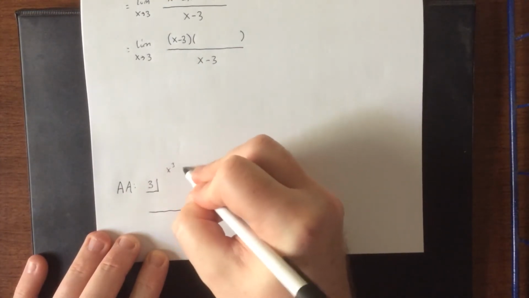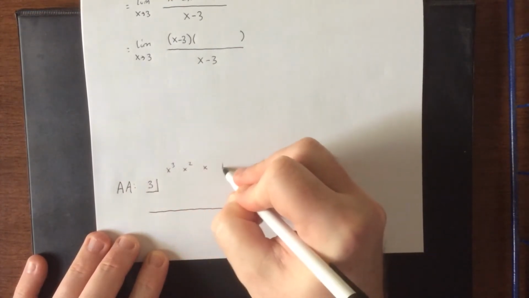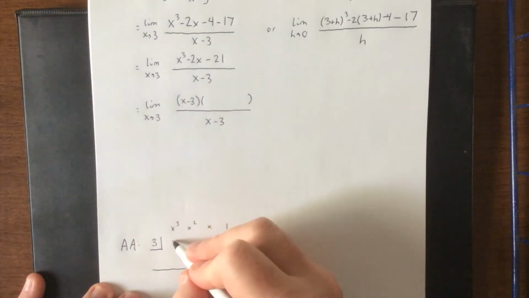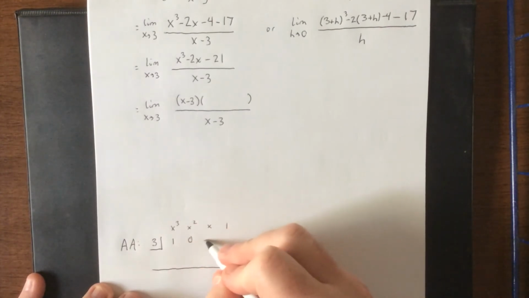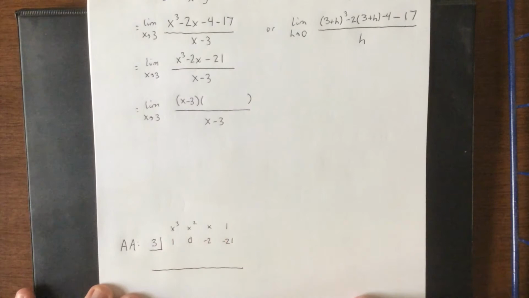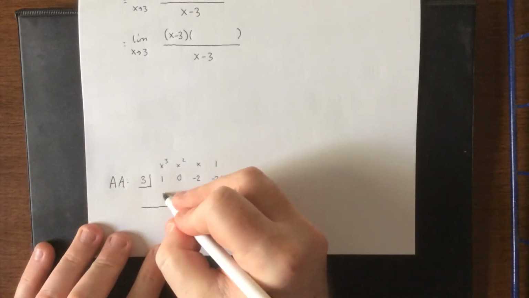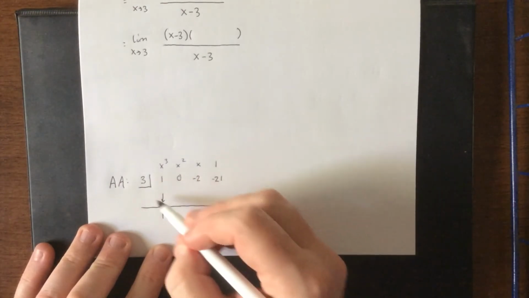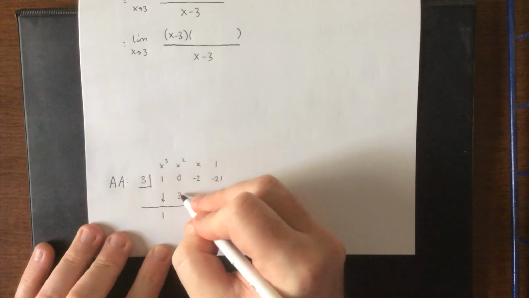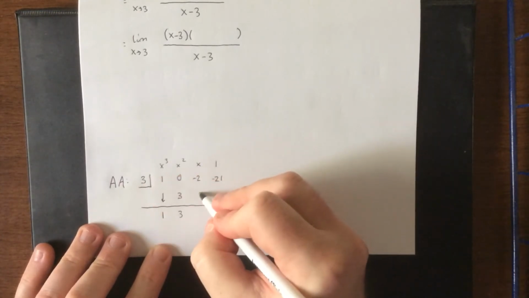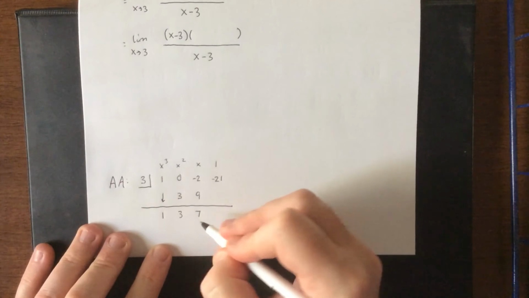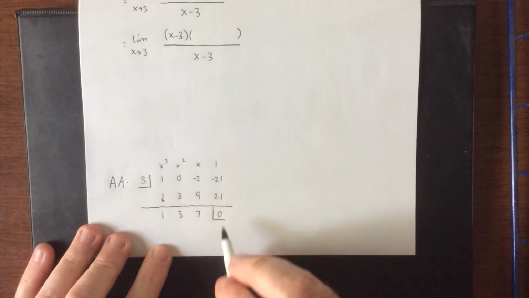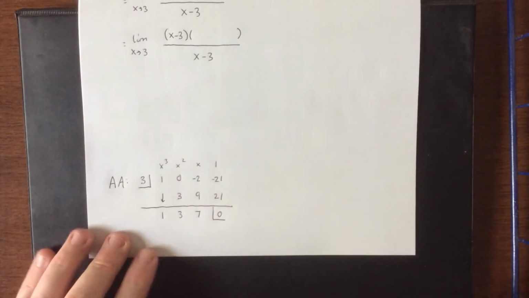And in order, we would need our x cubed, x squared, x to the first power, and constant terms. So the original polynomial was 1x cubed, 0x squared, minus 2x, and minus 21. If you need to review synthetic division, please let me know, and I will point you to the appropriate video. Drop the 1 below the line, multiply 3 times 1, we get 3. 0 plus 3 is 3. 3 times 3 is 9. Negative 2 plus 9 is 7. 3 times 7 is 21. Negative 21 plus 21 is 0. We like seeing a remainder of 0. That means that we've done this correctly.